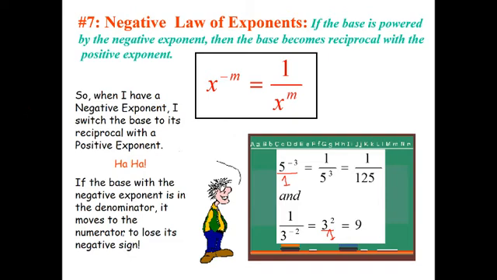Okay. So if the base with a negative exponent is in the denominator, it moves to the numerator to lose its negative sign. Okay, that's like what I did here.